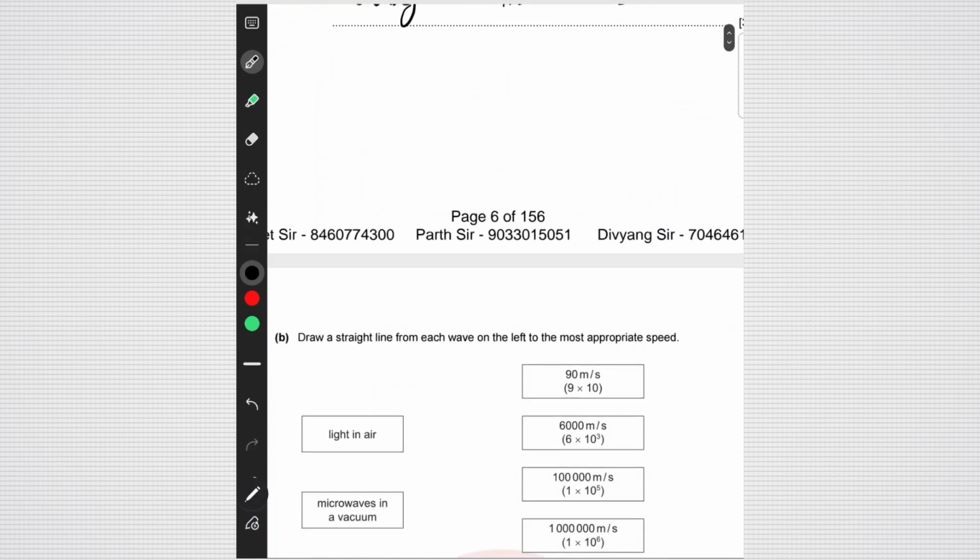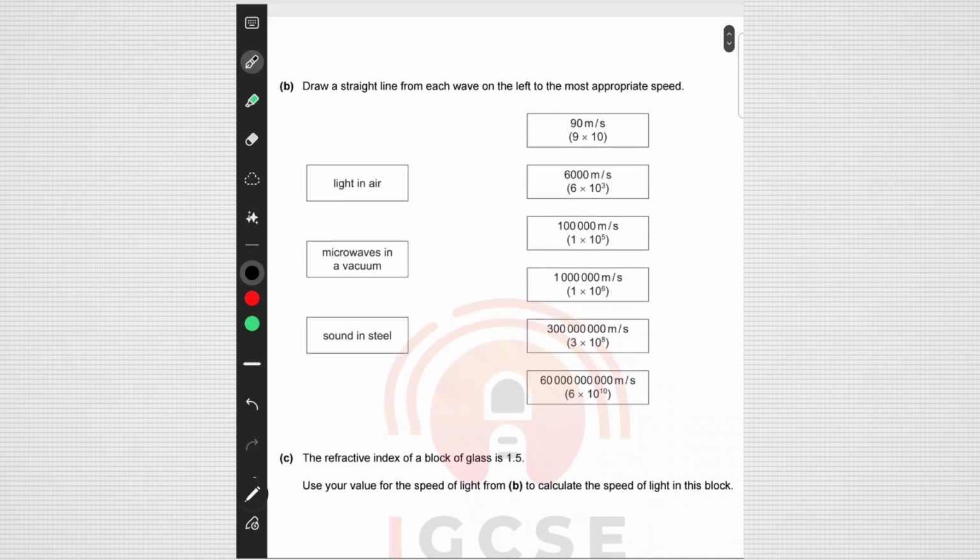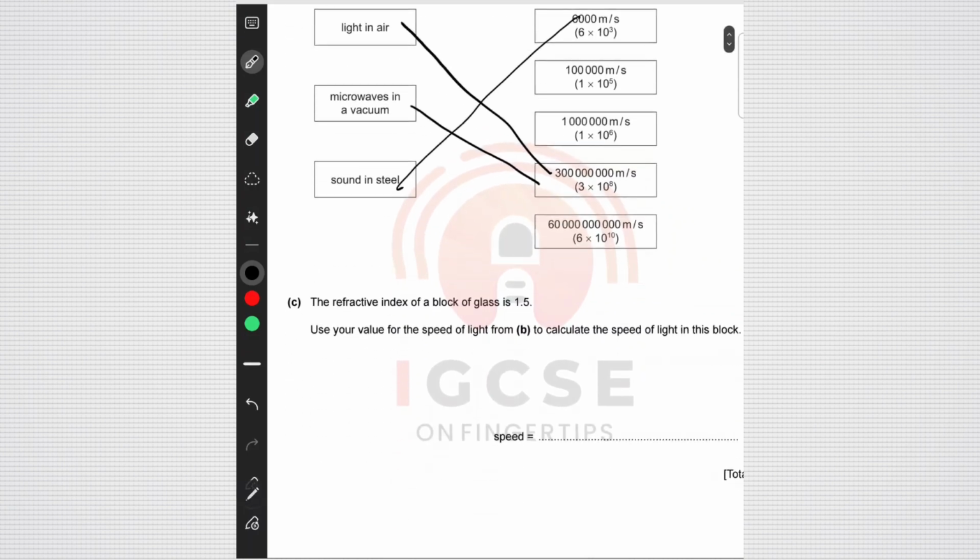That is your answer. Then draw a straight line from each wave on the left to the most appropriate speed. So you have light in air. The speed of light in air is 3 into 10 to the power 8 meters per second. Microwave in vacuum, we know that microwave is also an electromagnetic wave, travels at the speed of light. Then we have sound in steel. The speed of sound in steel is 6000 meters per second. In water it is 1500. In air it is 340.